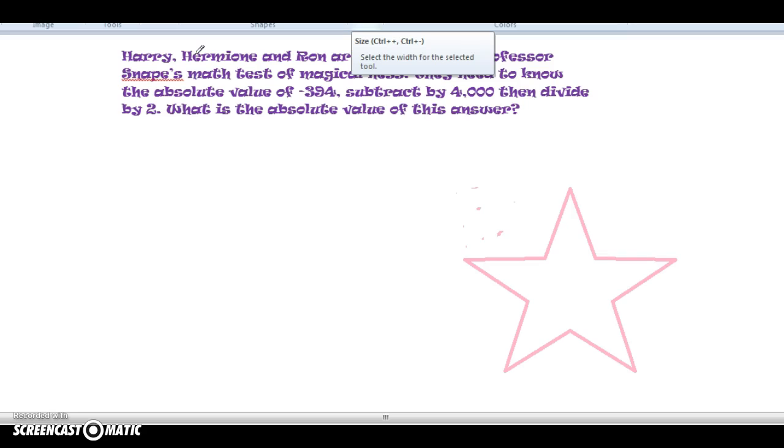values. Here's the problem. Harry, Hermione, and Ron are studying for Professor Snape's math test of magicalness. They need to know the absolute value of negative 394. Subtract by 4,000, then divide by 2. What is the absolute value of this answer?